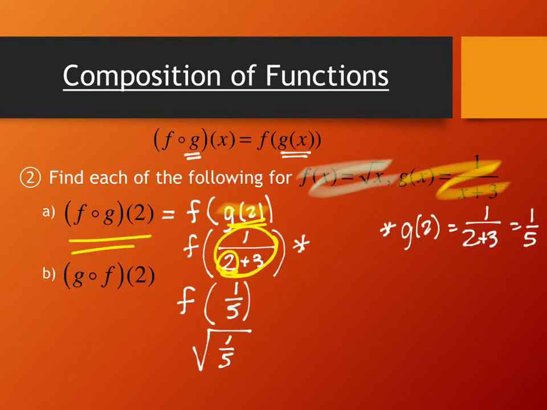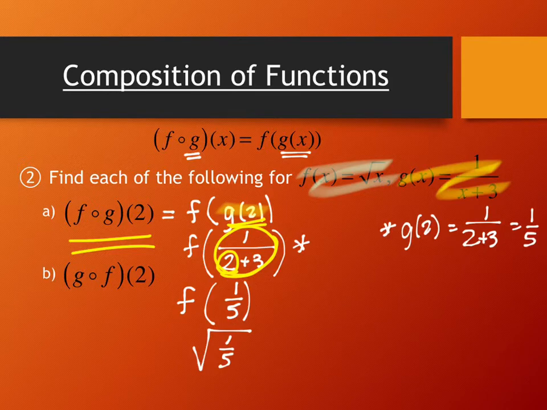This notation does not say we evaluate f at 2. It says we evaluate f at whatever g of 2 is equal to. So I find g of 2 first, found out in this case that it was 1/5, and then I evaluate the f at the 1/5 value. Okay, either in 2 steps or in 1.